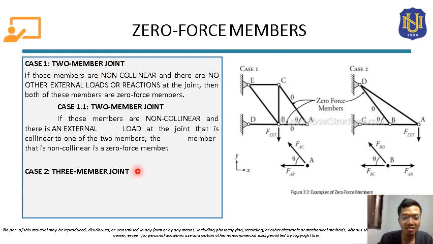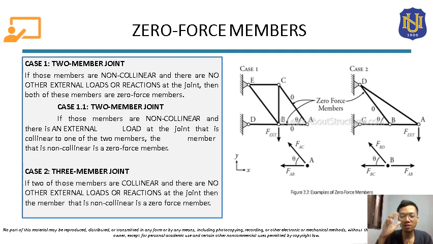Now, for the second case, this is applicable for joints that have three members. If two of those members are collinear and there are no other external loads or reactions at the joint, then the member that is non-collinear is a zero-force member. Let's say for this truss, this is an example for case 2. As we can see here, there is a joint that has three members. This is joint B. This joint B has member BC, member BD, and member AB attached to it.